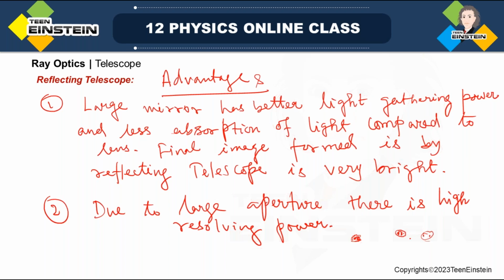So if the resolving power is better, then you can actually view two very closely spaced point objects clearly. You can see them as different objects. Otherwise you will see them together, like a spread-out image.